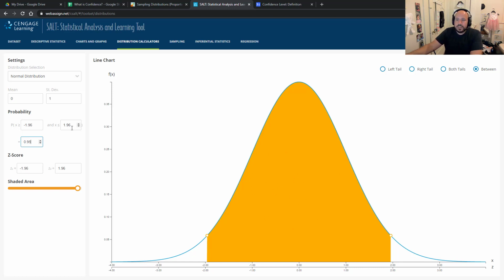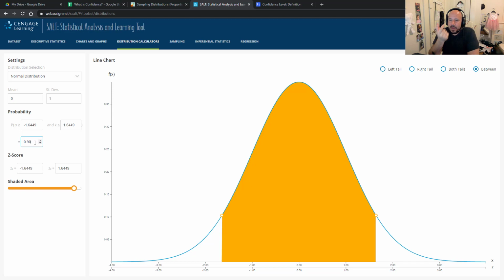Okay, now this number should look really familiar. This 1.960, we usually call it 1.960. Well, 1.960 is the critical value that's associated with 95% confidence. Okay? So I'm going to change it to some of our traditional values, like 90% confidence.